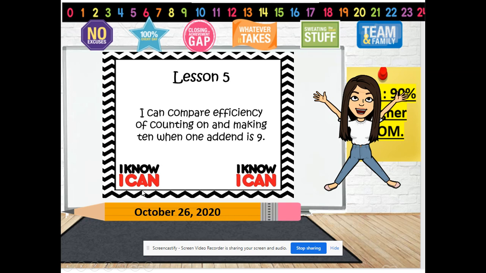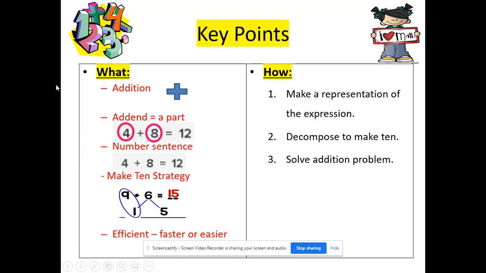Today's date is October 26, 2020. Our key points for today. We have what we need to know. Well, we need to know what addition is, and this is the symbol for addition, which is a plus sign. We also need to know what an addend is, which is just another word for a part. And if you see in our number sentence that we have here, 4 plus 8 equals 12, our addend is 4 and our other addend is 8. They are parts. And then we also need to know what a number sentence is, and this is a number sentence when it has two parts and your whole number. 4 plus 8 equals 12.